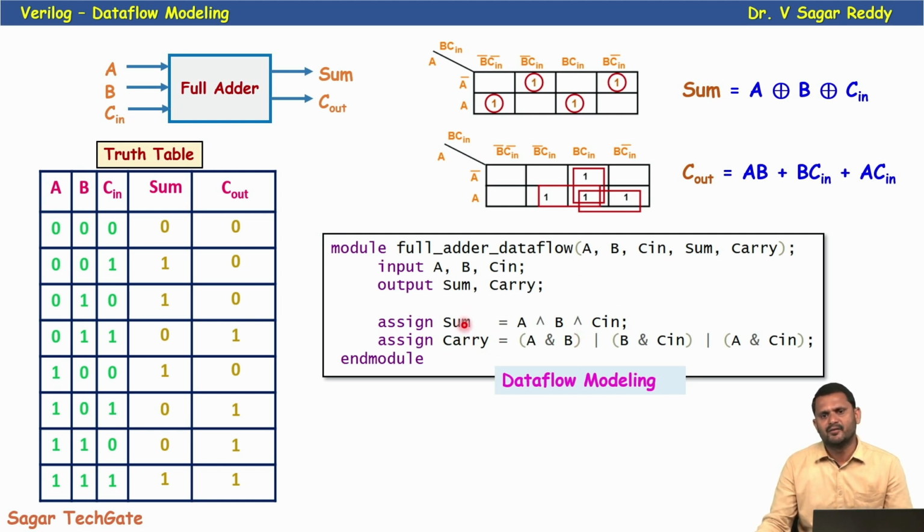So what is the meaning here? For example, if A or B or C, anything changes in the right hand side, immediately that expression is evaluated and assigned to this sum. Clear? If any of the operands, any of the signals on the right hand side changed, immediately that expression is evaluated and assigned to this LHS side. That is a continuous assignment statement. It is not a simple assignment statement. A continuous assignment statement is nothing but: if anything changes in the right hand side, immediately it evaluates that expression and the final value is updated on the LHS.